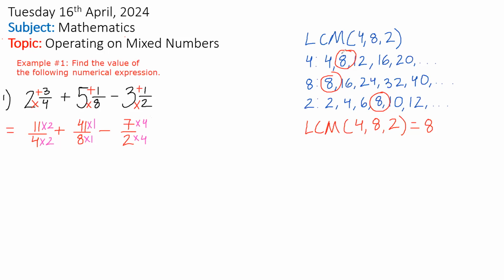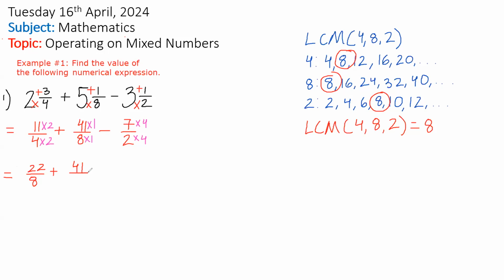So we now have it's going to be equal to 4 times 2, we know that's going to be 8. What is 11 times 2? That's going to be 22. 11 times 2 is 22 plus, well, 8 times 1 is 8, and 41 times 1 is what? 41, so it stays at 41.